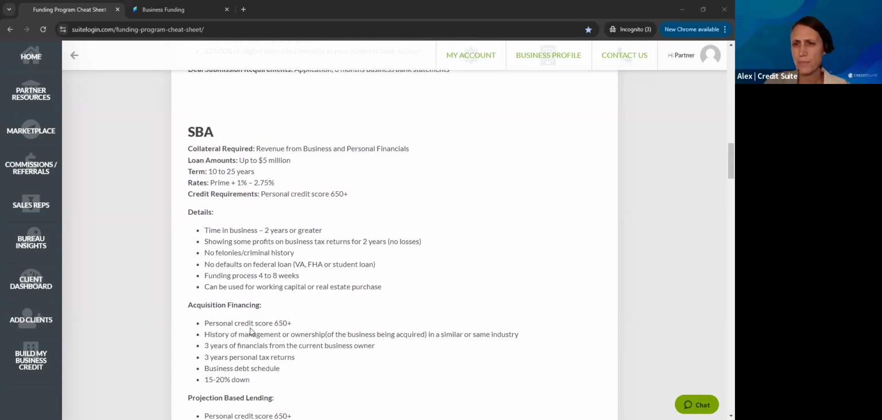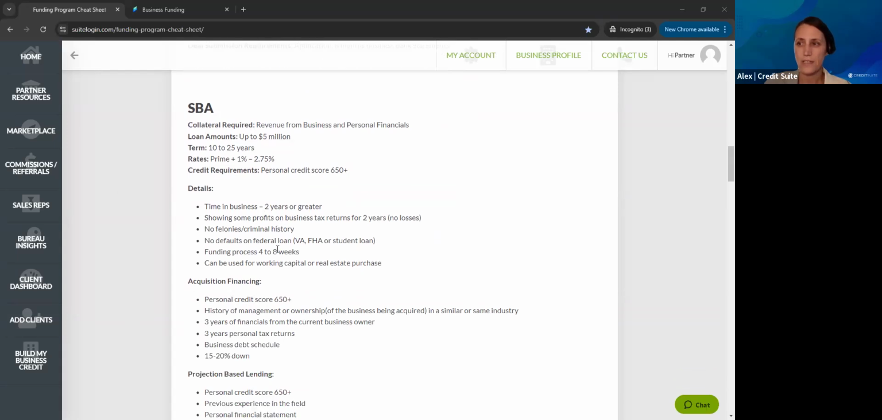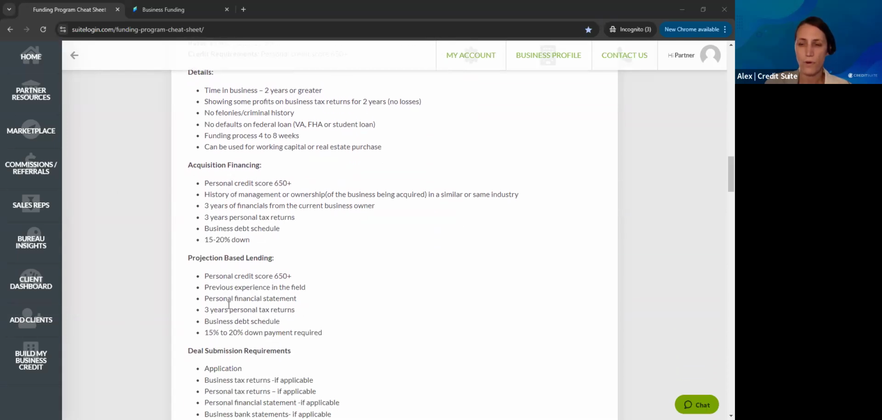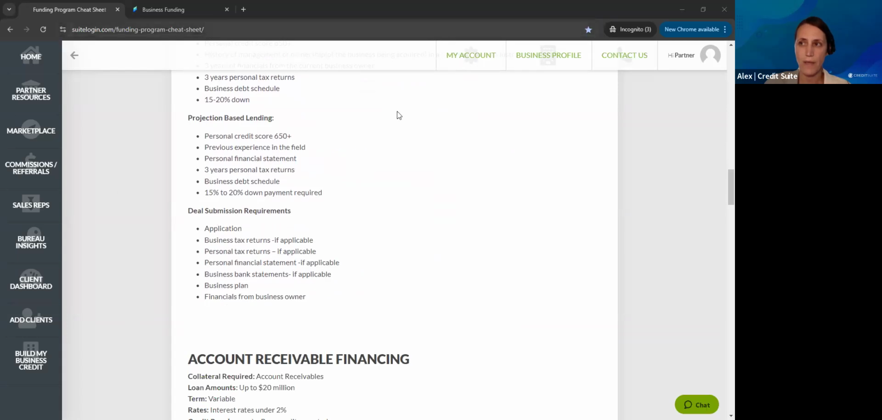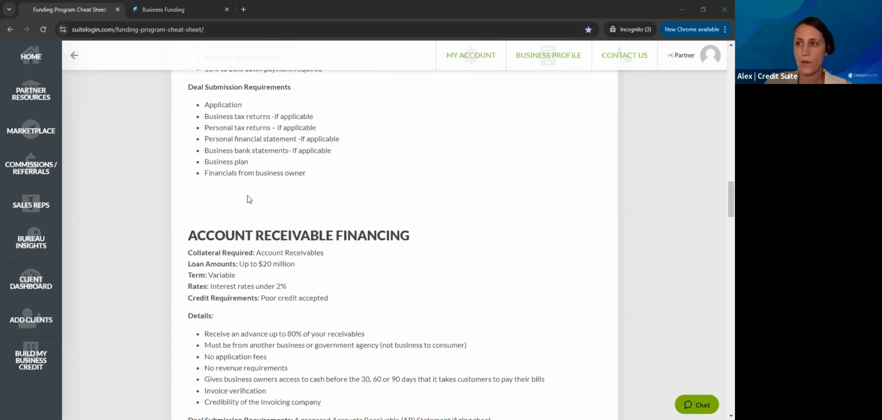Most of the guidelines are staying pretty similar right now with SBA. They do need the 2 years in business, and a lot more details from that, depending on what type of SBA you're looking into.